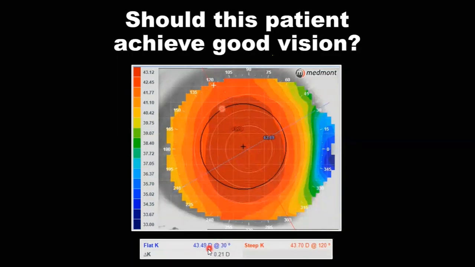Even you can see the astigmatism amount written at the bottom. Flat K is 43.49 and steep K is 43.70. So the amount of astigmatism this cornea has is only a quarter diopter, even less than 0.25 diopter. So this cornea is a very spherical, very regular cornea, and this patient would have very good vision with his spectacle lenses, glasses.